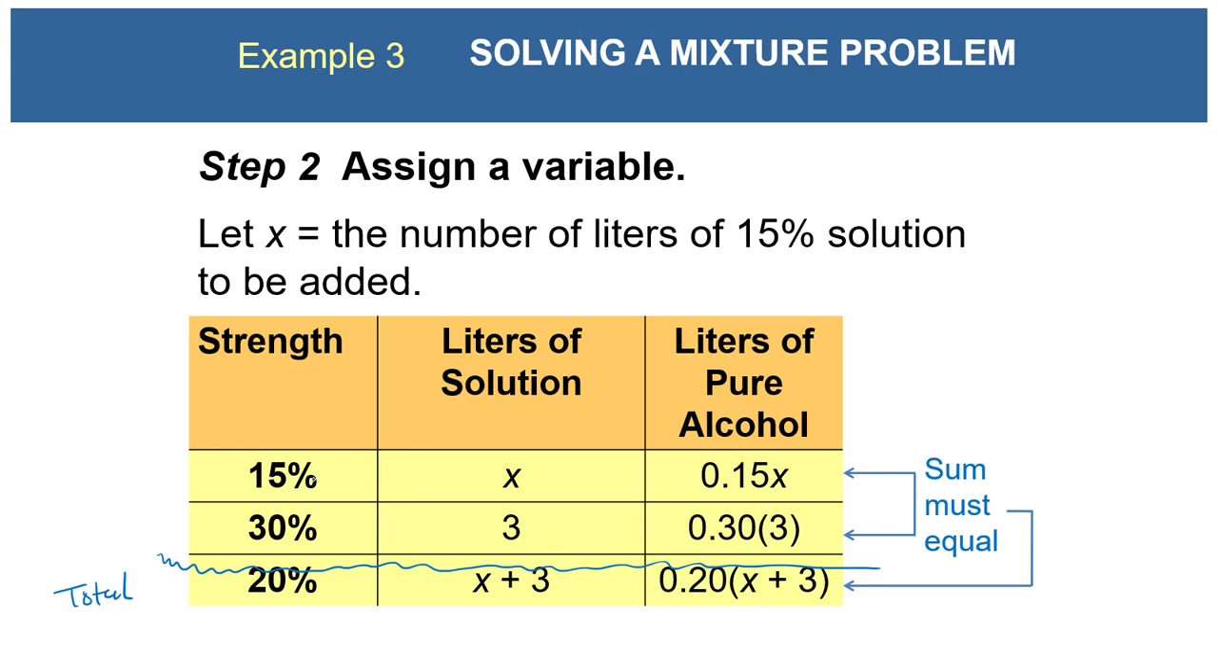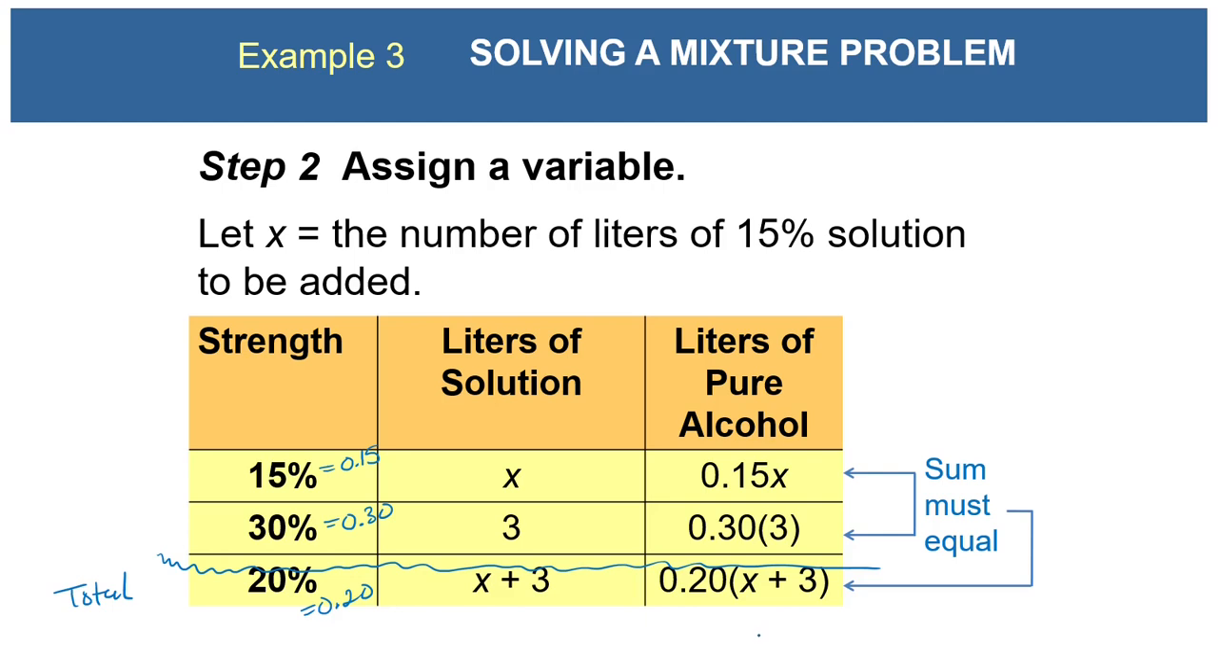Now I'm going to convert 15% to a decimal, that's equivalent to 0.15, and 30% is equivalent to 0.30. So we'll multiply 0.15 times x to get the amount of pure alcohol. And again, we'll do 0.30 times 3 to get the amount of pure alcohol for the 30%. And 20% is equivalent to 0.20. And when we multiply that by x plus 3, that gives us the amount of pure alcohol in the 20% solution.